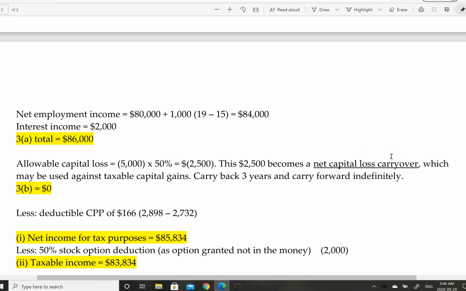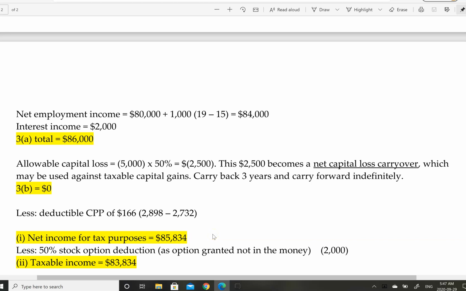Now, the one part of the question which some students quite often forget is that in the year 2020, the maximum CPP that an employer can withhold is $2,898. However, the base amount for the tax credit is only $2,732. So in the textbook, it says that this amount of the 166, the extra amount, is deductible when determining the taxpayer's net income for tax purposes. So we get to subtract the 166, and that's going to give us net income for tax purposes of $85,834, not $86,000. So net income for tax purposes, $85,834, the third line from the bottom here.